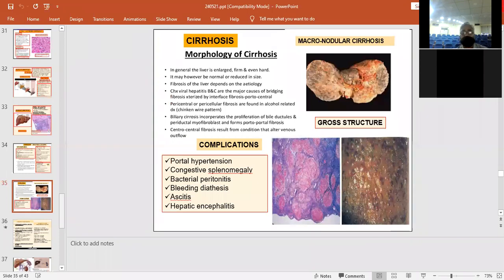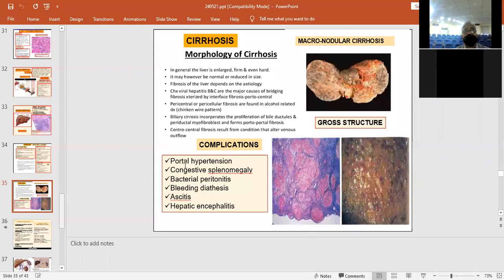Morphologically, in fibrosis, nodularity is the important feature. In general, the liver is enlarged, obviously. It's firm and hard. Wherever there is fibrosis, there will be hardness. So there is firmness, hardness and enlargement of the liver, but the liver may be shrunken at the end, in the later stage. It may be reduced in size. Fibrosis depends on the etiology, what is the cause behind the fibrosis. Viral hepatitis B and C, with hepatitis C the most common cause. We won't talk about that.